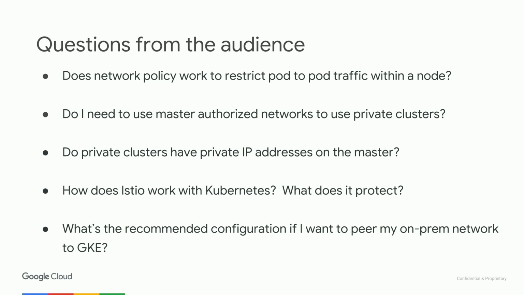Okay. And then what's the recommended configuration if I want to peer my on-prem network to GKE? So we have a host of different options under Cloud Interconnect. Depending on how reliable you want the connection to be, and things like that, you can choose a host of different products under Cloud Interconnect, such as VPN, dedicated interconnect, etc. And I would set that up with a VPC or something like that? Yes. Okay. Cool.